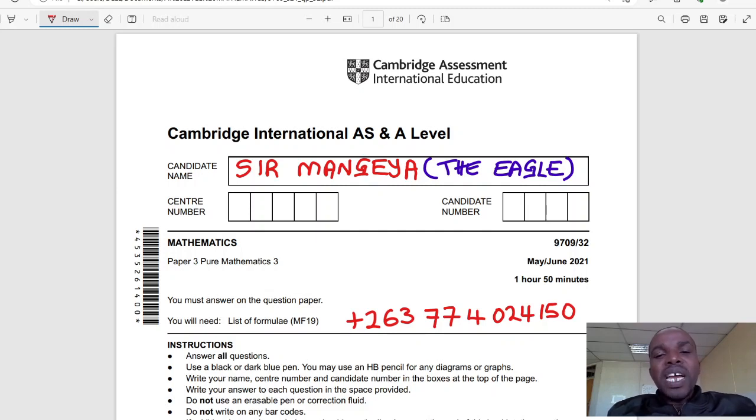Right. So this part is for Cambridge International Advanced Level Pure Mathematics Paper 3 for May-June 2021, Variant 2.